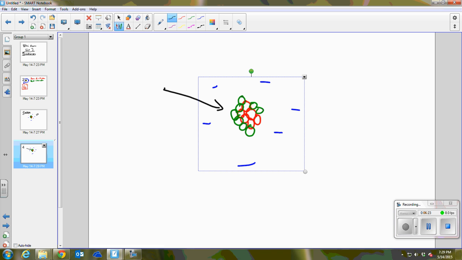And as you get further outside, the electrons are going to be spinning at different speeds. The closer to the middle, they're spinning really fast. The further outside, they're spinning a little slower. And those outside electrons are called valence electrons.